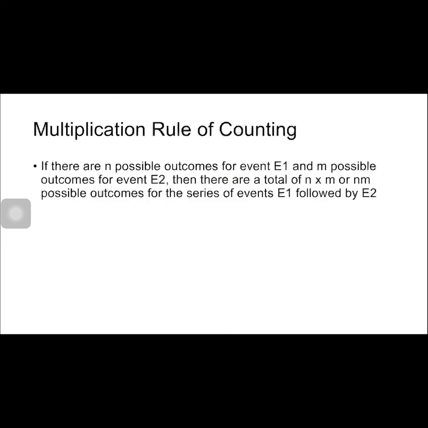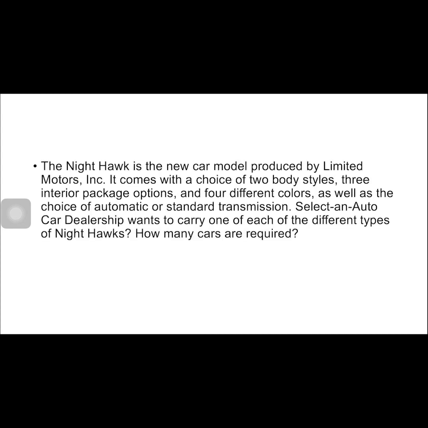Next is the multiplication rule of counting. Okay, so here, if there are n possible outcomes for event E1 and m possible outcomes for event E2, then there are a total of n times m or nm possible outcomes for the series of events E1 followed by E2. Okay, so for our example, the Nighthawk is the new car model produced by Limited Motors Incorporated. It comes with a choice of 2 body styles, 3 interior package options, and 4 different colors, as well as the choice of automatic transmission or standard transmission.